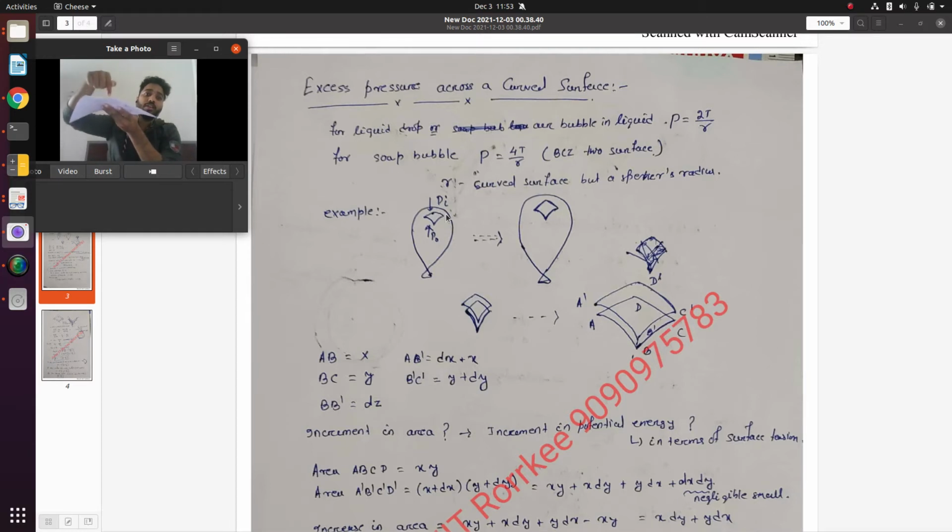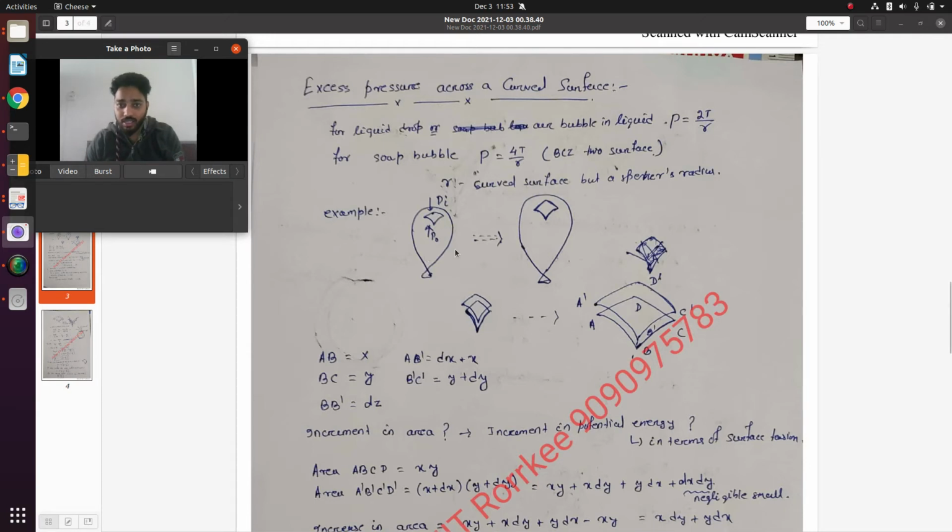and P1 is the inward pressure. The difference between P0 and P1 is our excess pressure. Suppose somehow the excess pressure P increases to P plus dP. What happens? Like previously, this surface also has to increase.